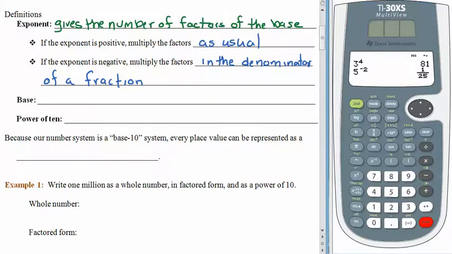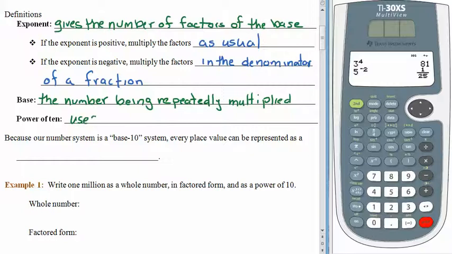Now the base is the same as it always was. The base is the number that's being repeatedly multiplied. And a power of 10 is an exponential expression that just has 10 as the base. So in this lesson, we're going to be focusing on 10 raised to some power. And this is important because we use a base 10 number system. And what this means for us is that every place value can be represented as a power of 10.